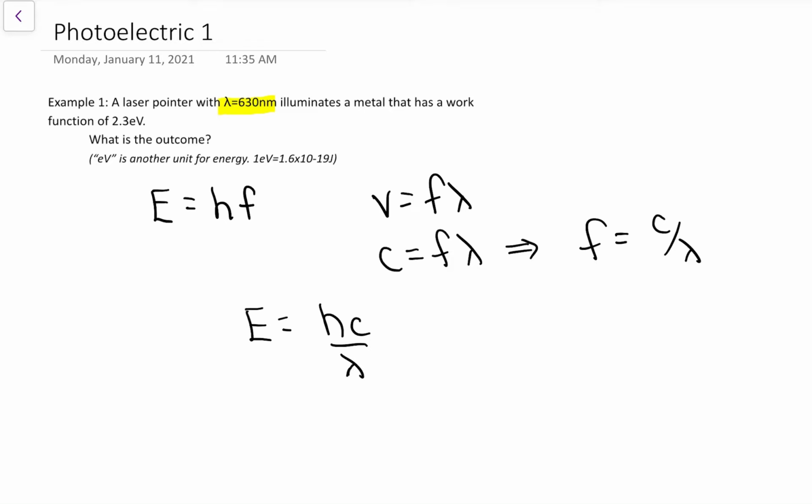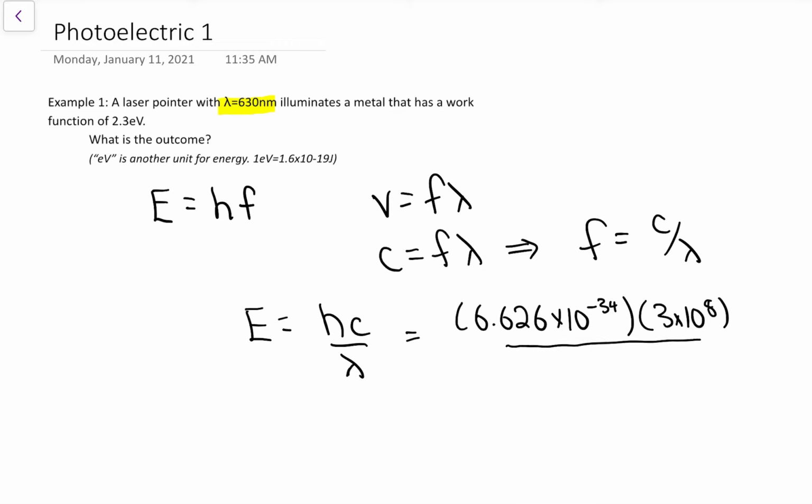What that means is that each bullet of light, each little photon of light, has a particular amount of energy. We can calculate it by crunching out the equation. The h is Planck's constant. It's this crazy small number, 6.626 times 10 to the negative 34. The speed of light is 3 times 10 to the 8. And this wavelength, 630 nanometers, that's 6.3 times 10 to the negative 7. That's a common value if you're using a red laser pointer.